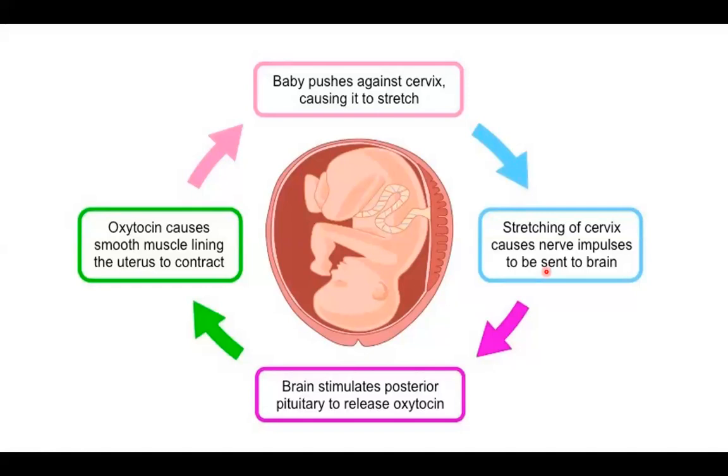Oh yeah, what I want you to notice is that the oxytocin is specifically acting on the myometrial cells. It's specifically acting on the muscle cells. Okay, I want you to notice that because it's going to get important a little bit later.